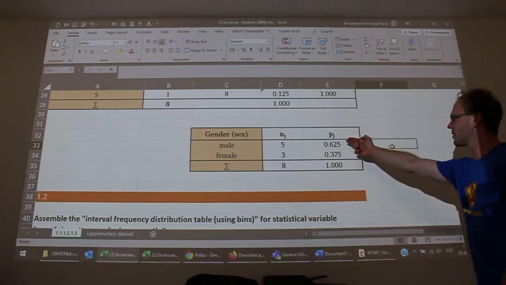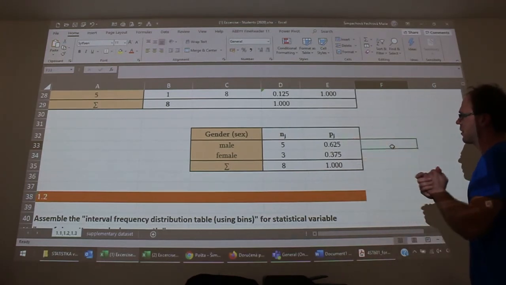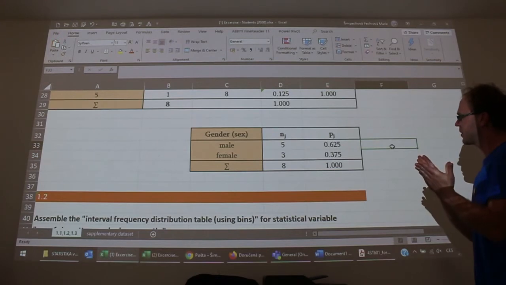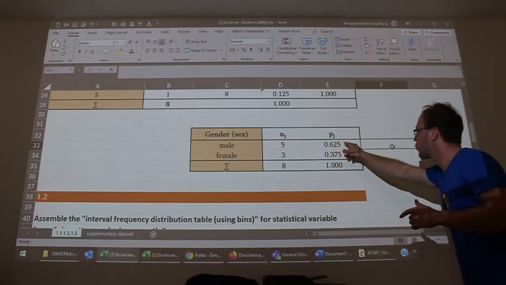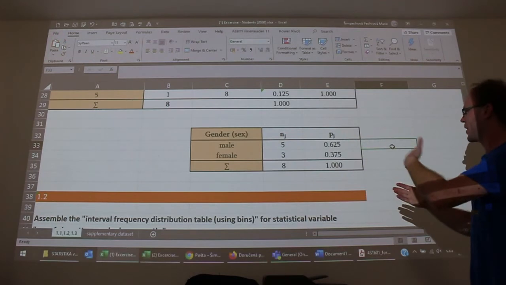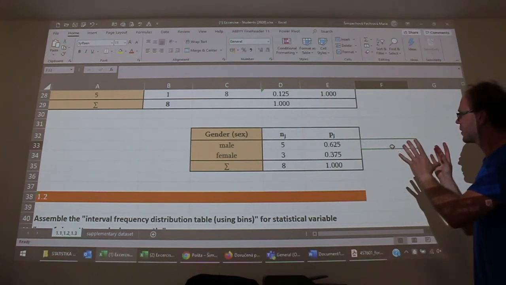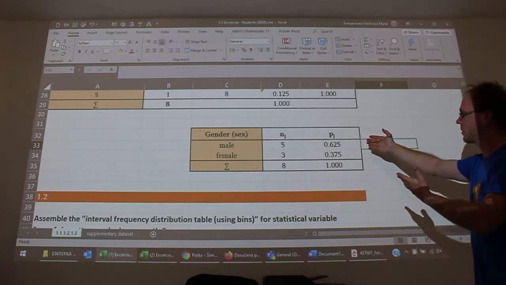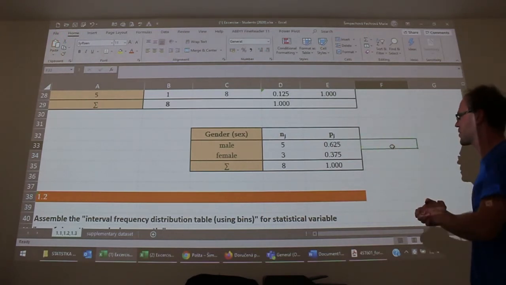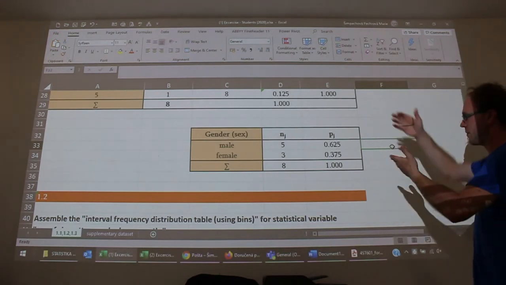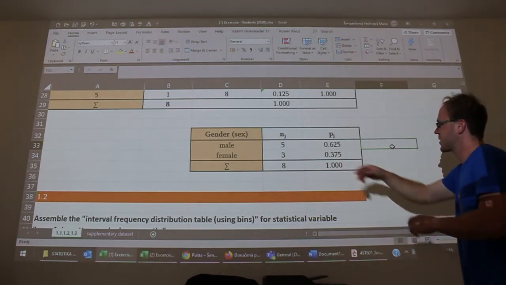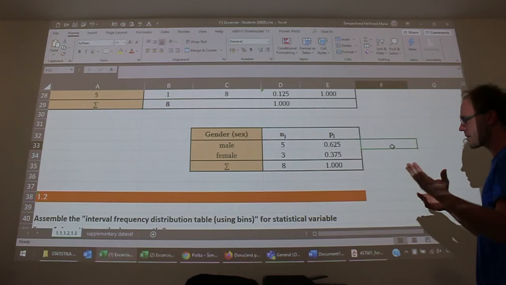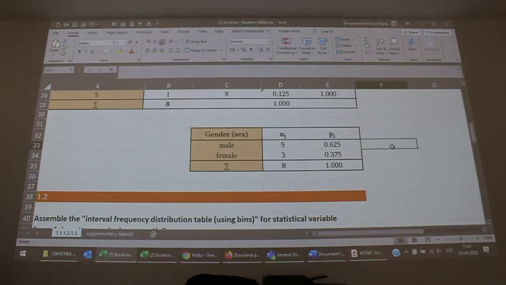You can interpret 0.625 in percent, like 62.5%. 62.5% of males in this sample and 37.5% of females in this statistical sample. So this is very important.